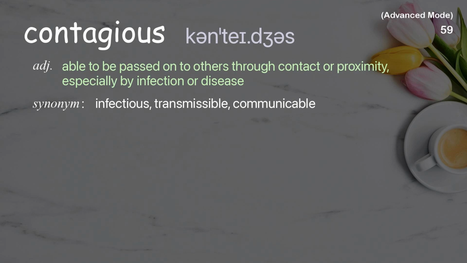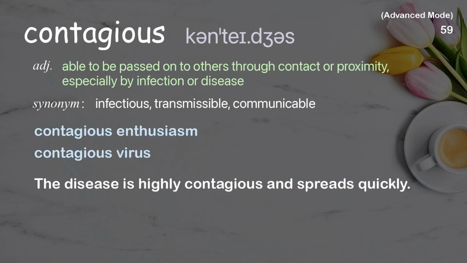Contagious. Able to be passed on to others through contact or proximity, especially by infection or disease. Examples: Contagious enthusiasm, contagious virus. The disease is highly contagious and spreads quickly.